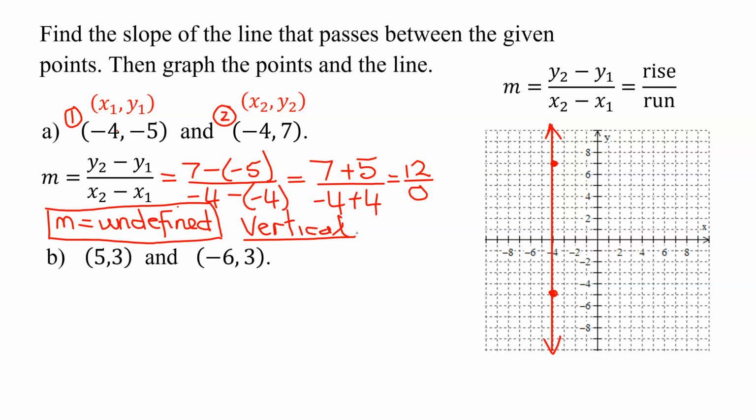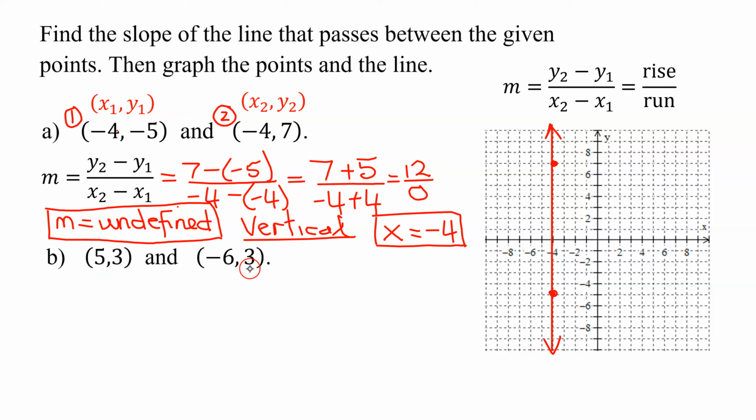And from what we've done previously, the equation of a vertical line is x equals a constant. And looking at these 2 points, what's the constant have to be? Negative 4.